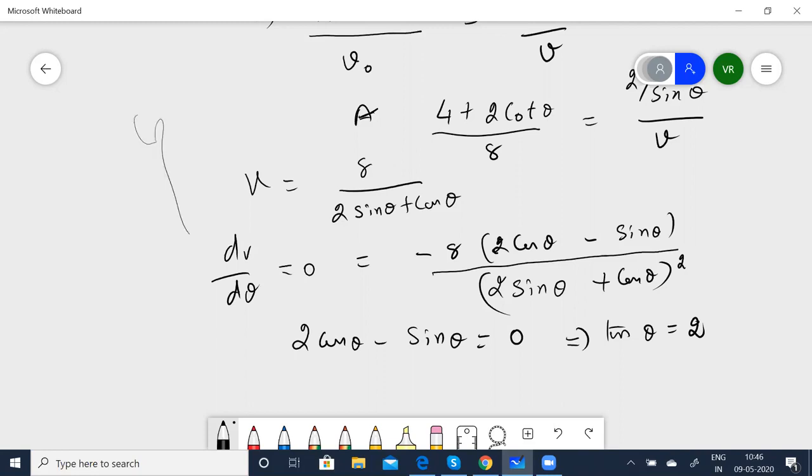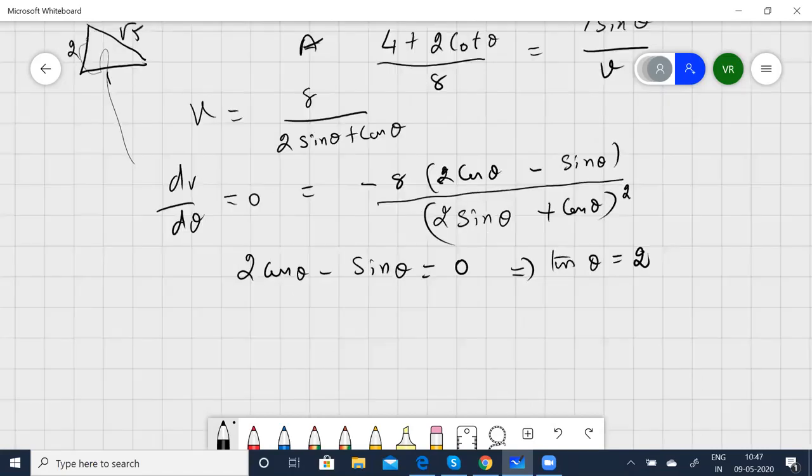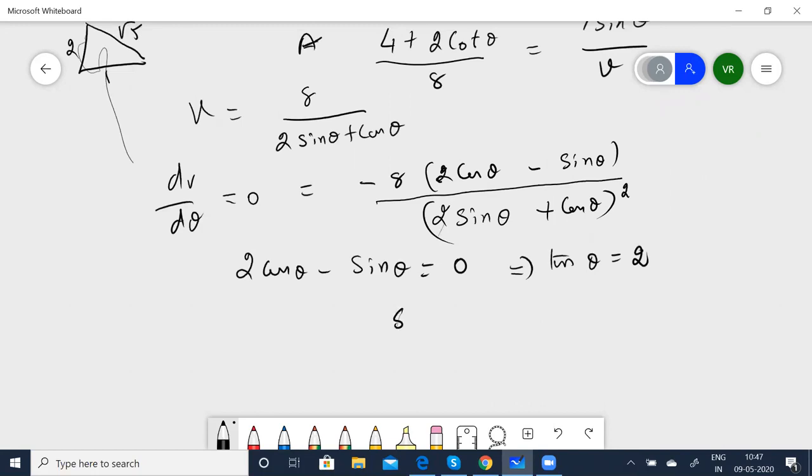So quickly draw the triangle and see. This side is going to be 2, this is going to be 1, and obviously the hypotenuse is root of 2 squared plus 1 squared, which is root 5. So what is sine theta? Sine theta is 2 by root 5, and cos theta is equal to 1 by root 5.